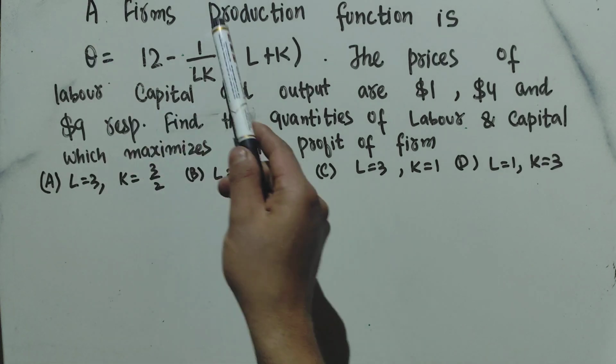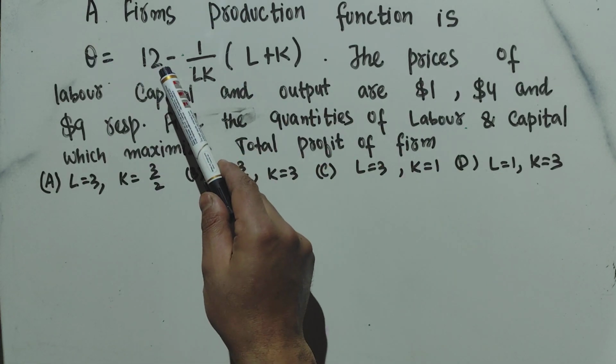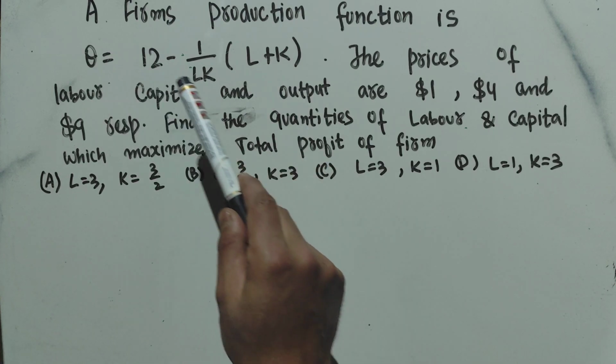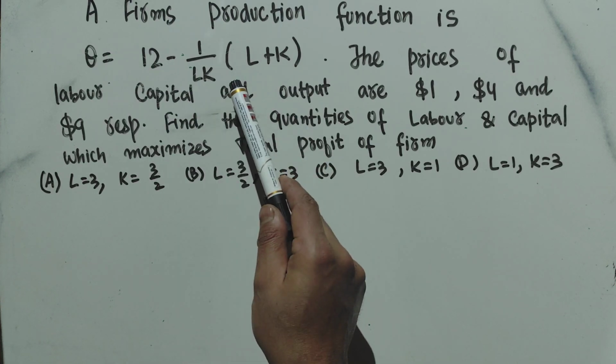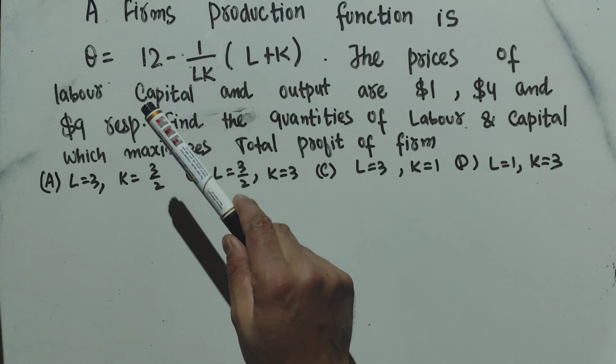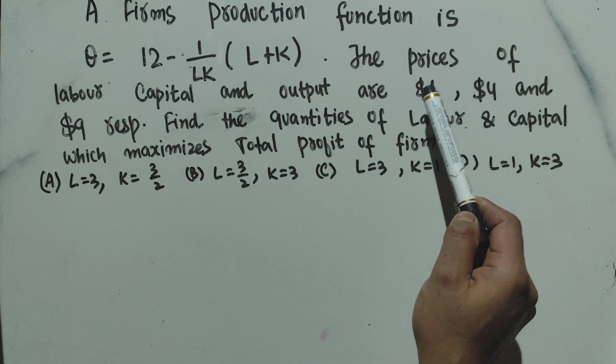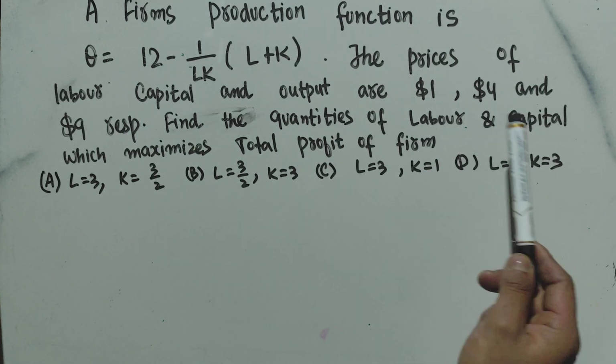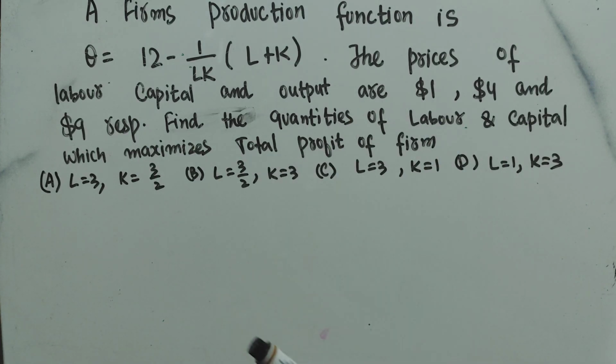The question is, a firm's production function is Q equal to 12 minus (1/LK)(L plus K). Q is the output, L and K are the units of labor and capital employed. The prices of labor, capital and output are $1, $4 and $9 respectively. Find the quantities of labor and capital which maximize the total profit of the firm.